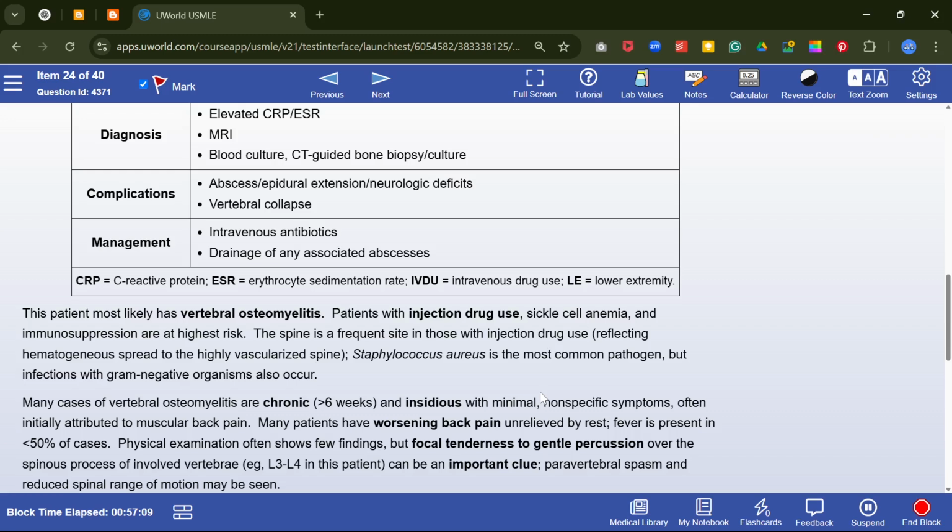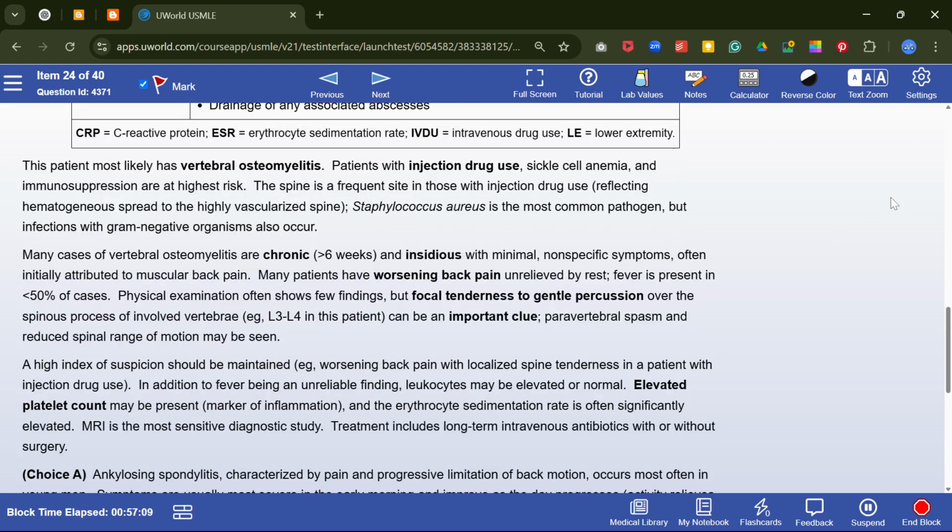Many cases of vertebral osteomyelitis are chronic, more than 6 weeks, and insidious with minimal non-specific symptoms, often initially attributed to muscular back pain. Many patients have worsening back pain unrelieved by rest. Fever is present in less than 50% of cases.